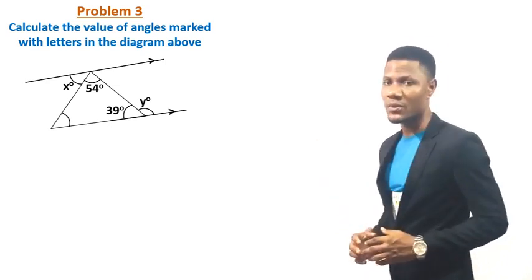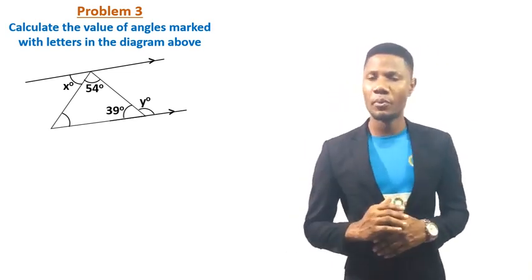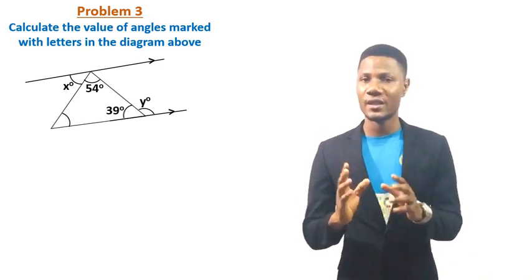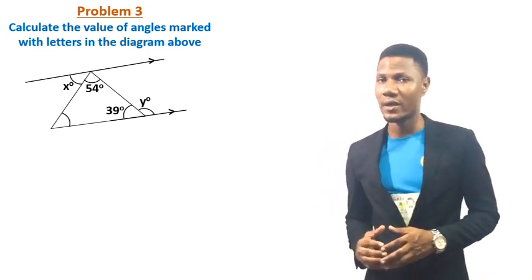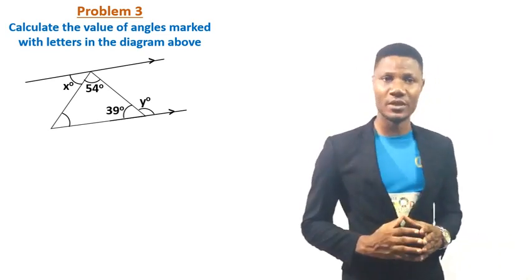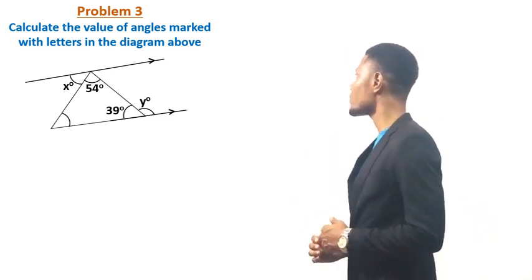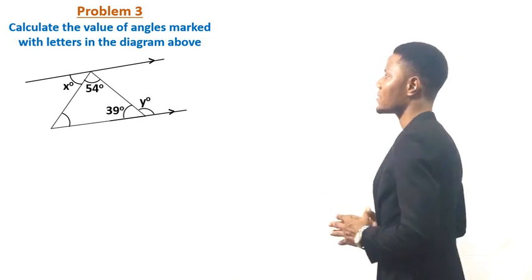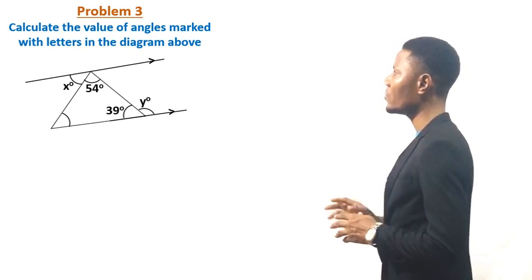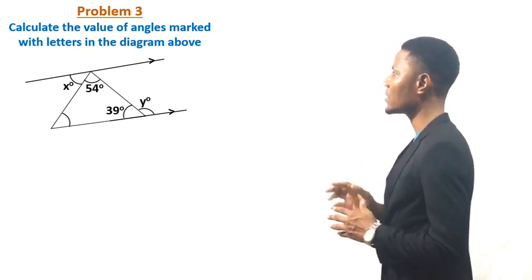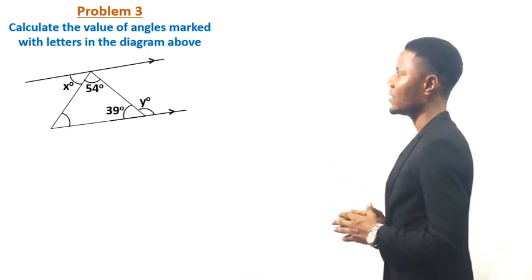Okay, let me use this opportunity to talk about my video on polygon. If you're here to watch my video on polygon, especially the interior and exterior angle of a polygon, you need to do that. You get more information on triangle, and we're going to use that information in this video to solve this question. Now, the values of angles marked with letters. If you look at the diagram carefully, you discover that we only have two angles marked with letters, which is x degree and y degree.